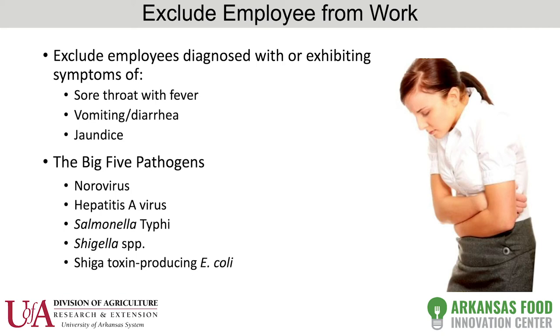Understanding the Big Five pathogens and the potential for contamination should be a priority not only for management but for employees as well. These pathogens, including norovirus, hepatitis A virus, Salmonella typhi, bacteria of the Shigella species, and Shiga toxin-producing E. coli, often include symptoms of vomiting and diarrhea. Employees diagnosed with infection by these Big Five pathogens should not be handling food and must be cleared medically by a physician before returning to work.